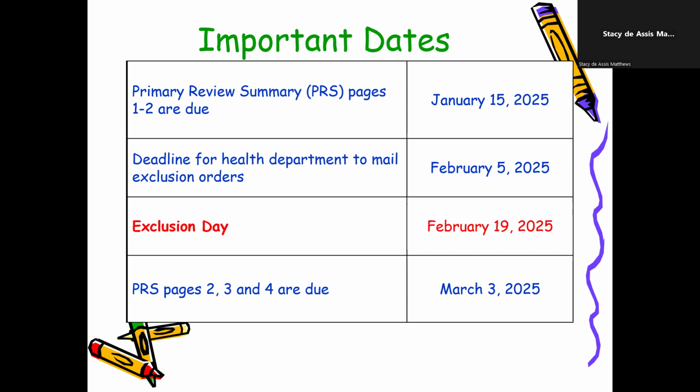Exclusion day is February 19th, 2025. This is the deadline by which all children must have up-to-date documentation of immunization or exemption on file with you, or by law, they can't come to school or childcare until that documentation is received. And then you have a set of follow-up reports to do. The primary review summary PRS pages 2, 3, and 4, due by March 3rd.